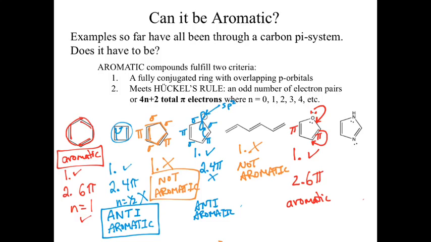Then we move to the last one. This one gets even more fun because it gets back to all of these concepts again. Any guesses on what our answer is going to be? Rule number 1, do we have a fully conjugated ring with overlapping p orbitals? We notice that we do have the pi bonds. Okay, so that's a good sign.